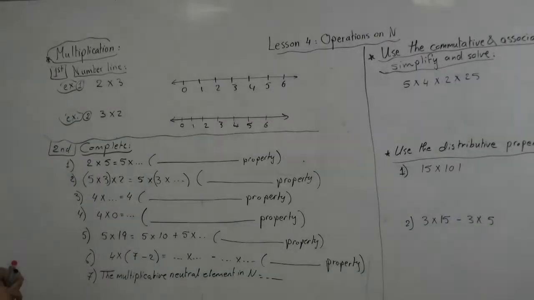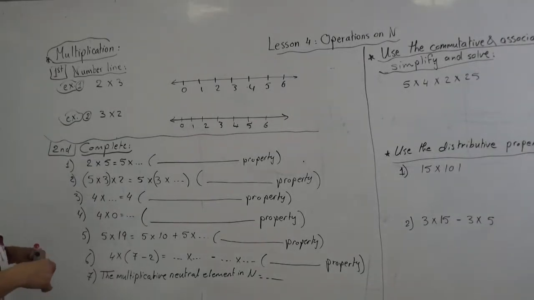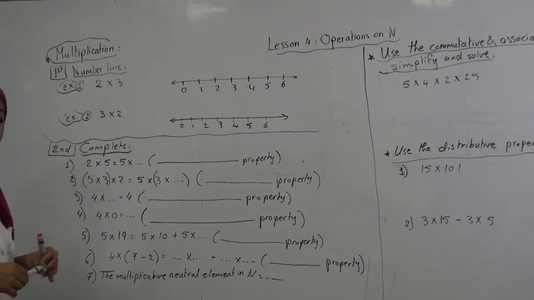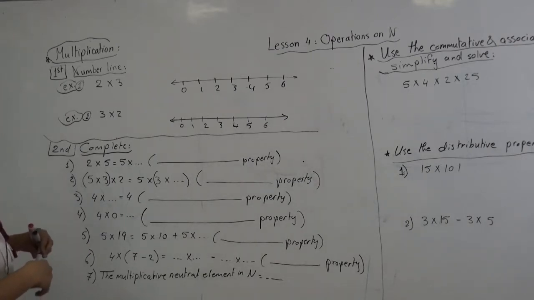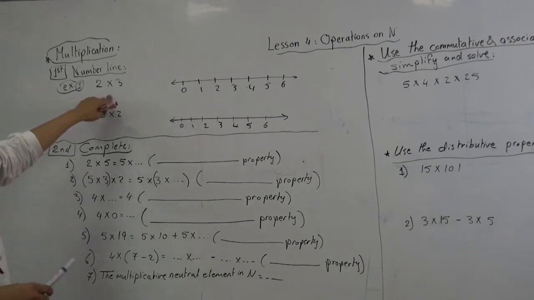Good morning, Form 5. Today we are going to take the second part in operations on natural numbers, lesson 4, unit 1, which is multiplication. First, we need to represent a multiplication problem or operation on the number line.